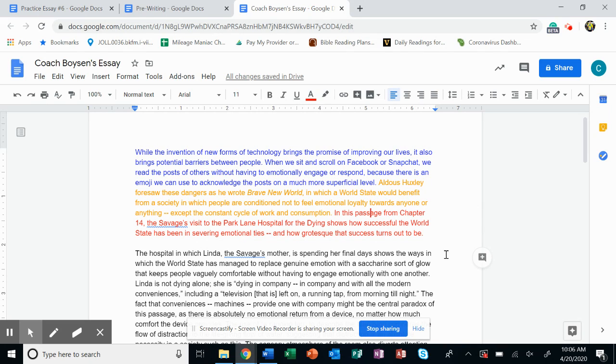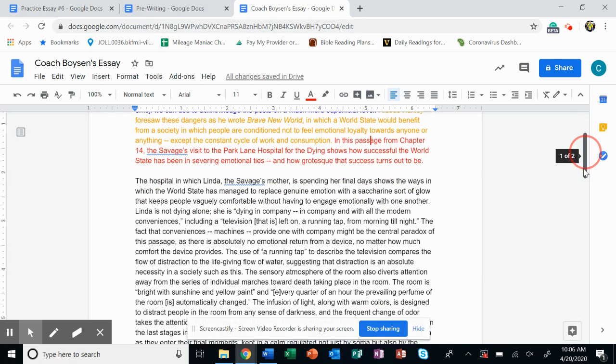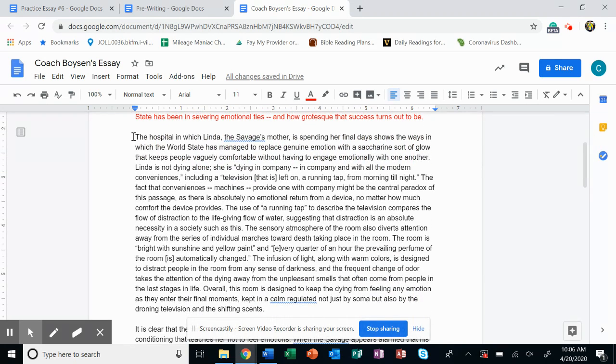In this passage from chapter 14, the Savage's visit to the Park Lane Hospital for the Dying shows how successful the world state has been in severing emotional ties and how grotesque that success turns out to be. Okay. Now, my topic sentence number 1 for body paragraph number 1. The hospital in which Linda, the Savage's mother, is spending her final days shows the ways in which the world state has managed to replace genuine emotion with a saccharine glow that keeps people vaguely comfortable without having to engage emotionally with one another. How do I know I've tied back to that thesis? Well, looky there and looky there.